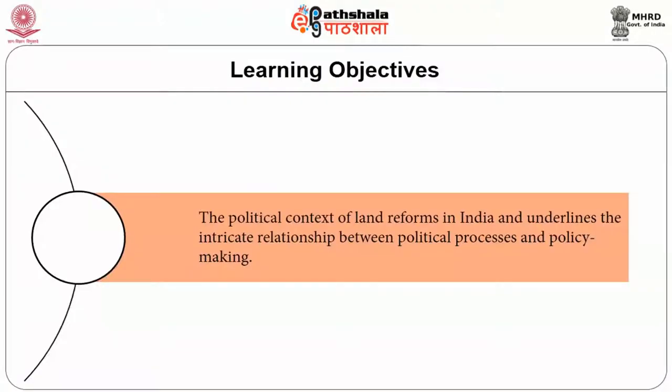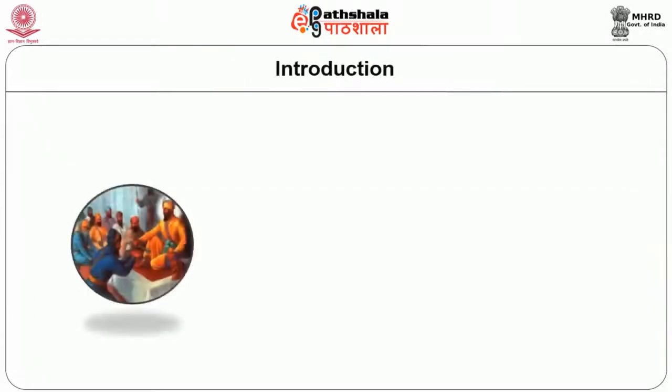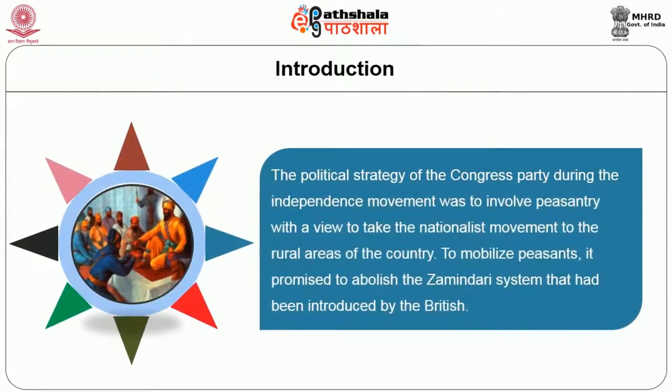In this module, we try to understand the political context of land reform in the early decades of post-independent India. The political strategy of the Congress Party during the independence movement was to involve the peasantry with a view to taking the nationalist movement to the rural areas of the country. To mobilize peasants, it promised to abolish the zamindari system that had been introduced by the British.